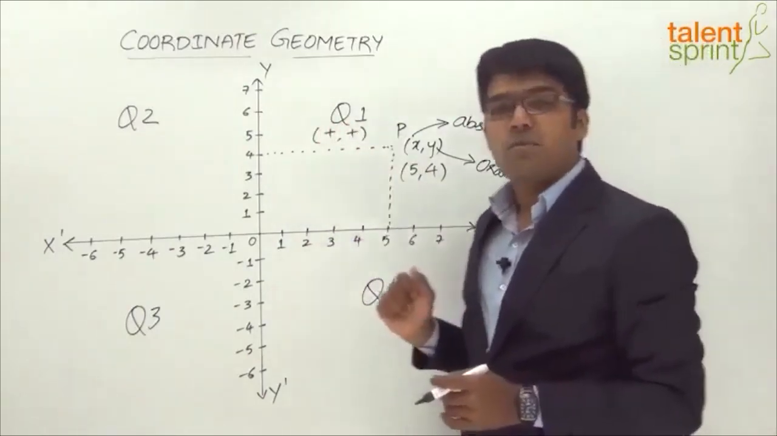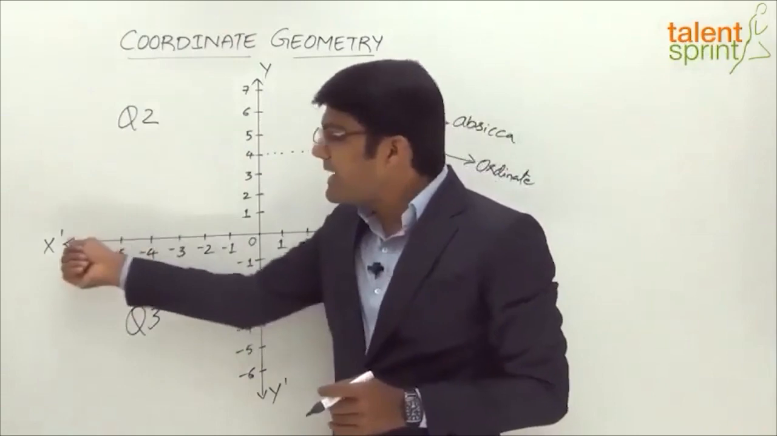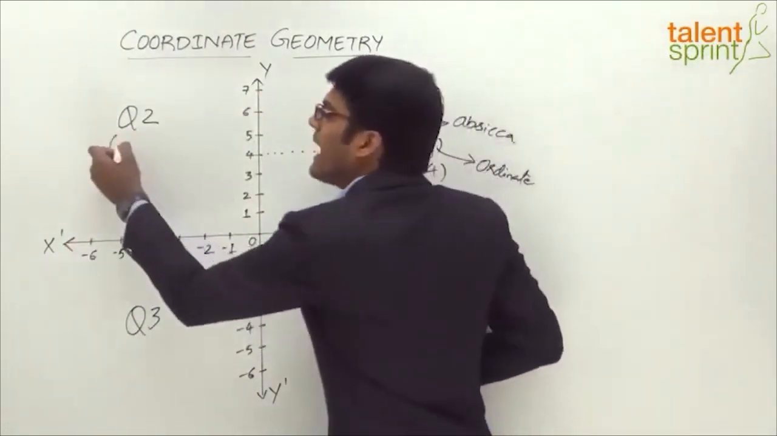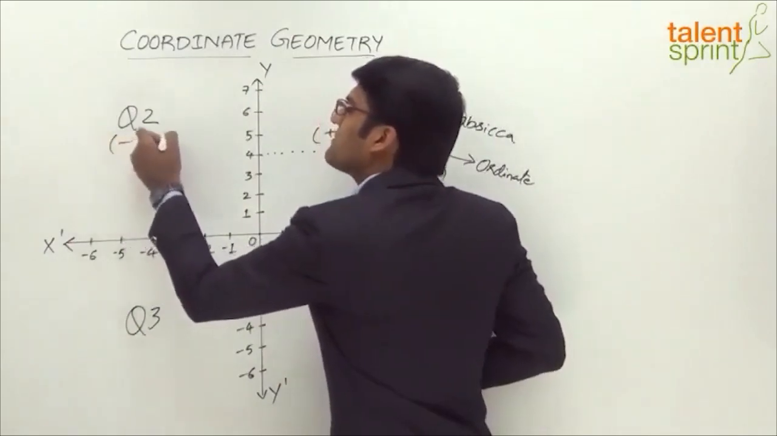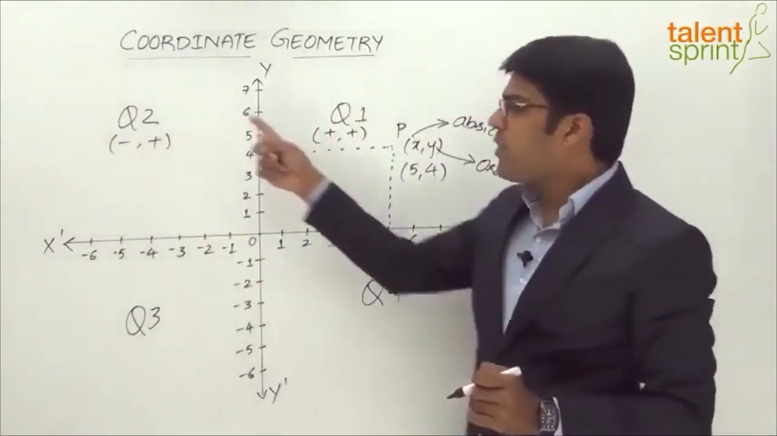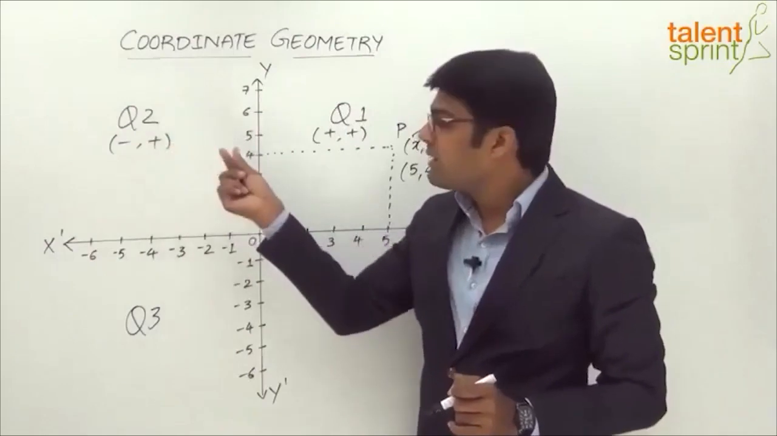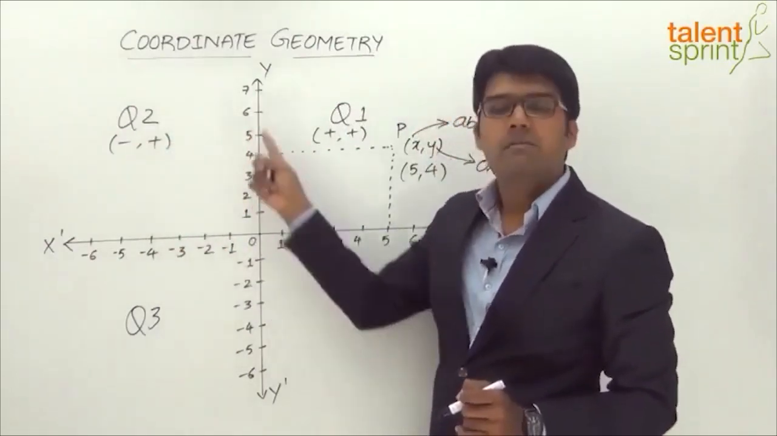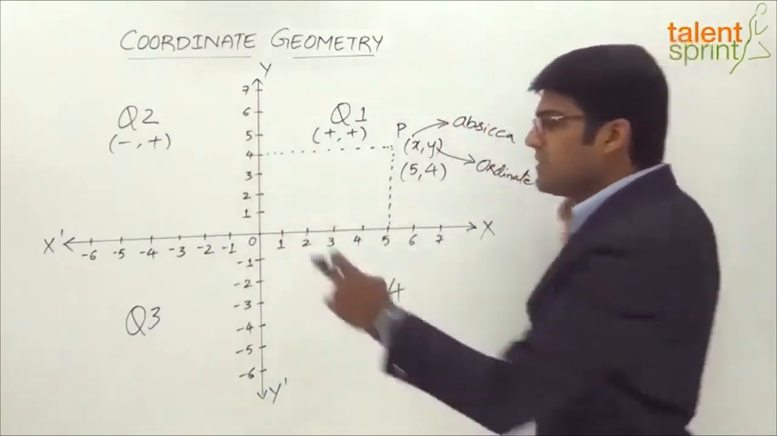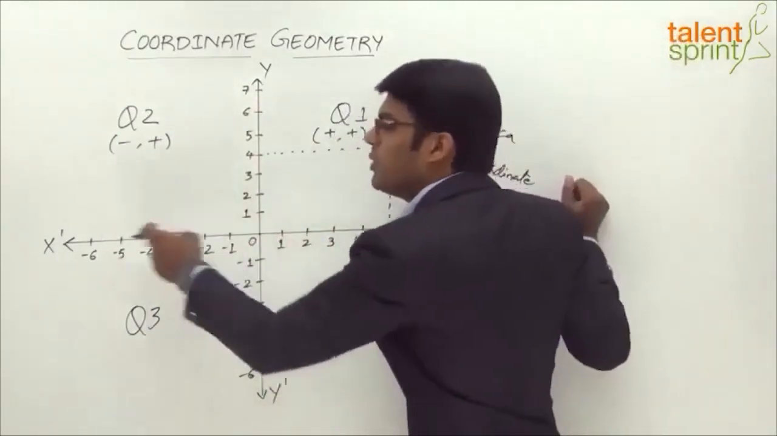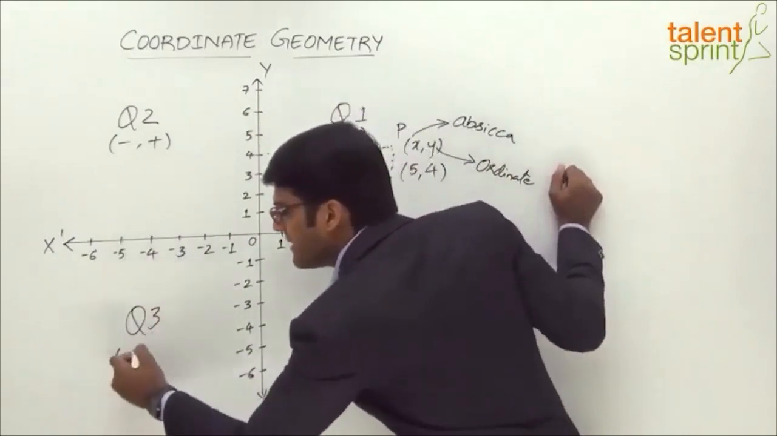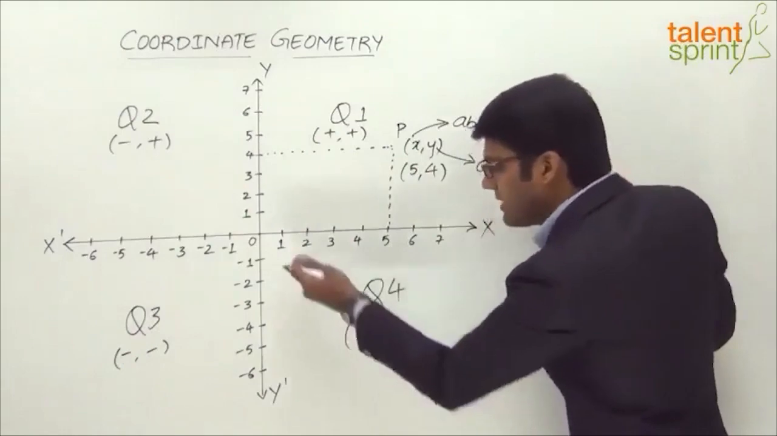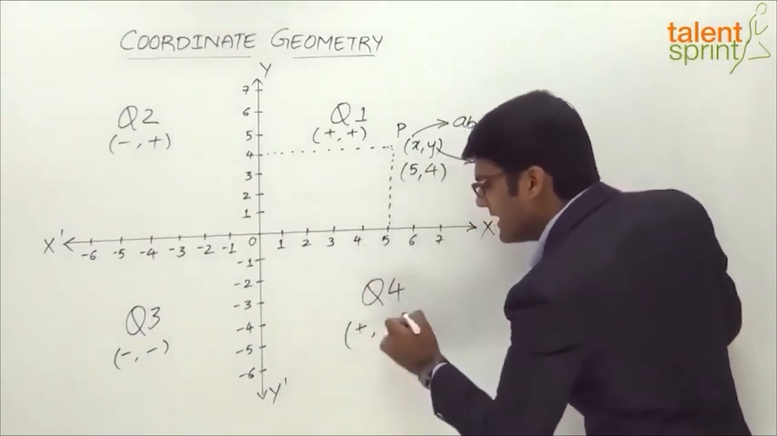Now what happens in case of quadrant 2? Since it is described by negative x-axis and positive y-axis, the ordered pair will have negative and positive values respectively. So if we take any point in quadrant 2, the abscissa will be a negative value, right? And the ordinate will be a positive value. Likewise in quadrant 3, as it is described by both negative x-axis and negative y-axis, the ordered pair will have negative values, both the values will be negative. And in quadrant 4, positive x-axis with negative y-axis.